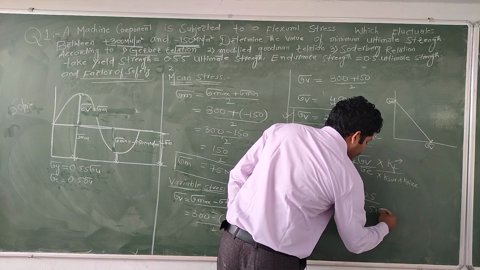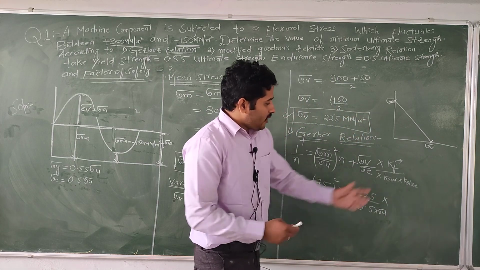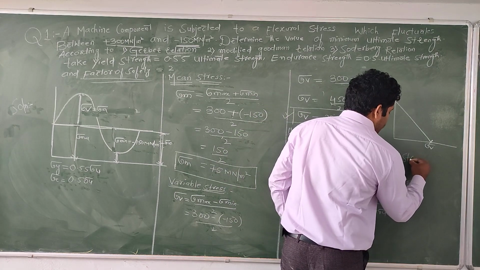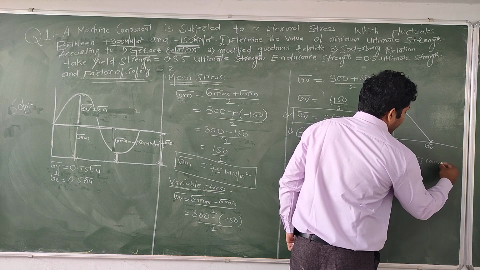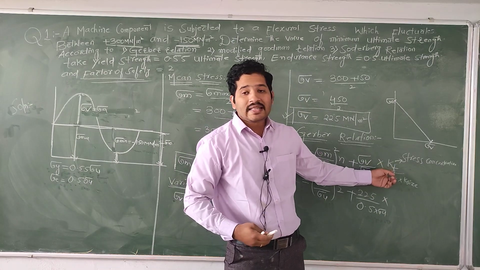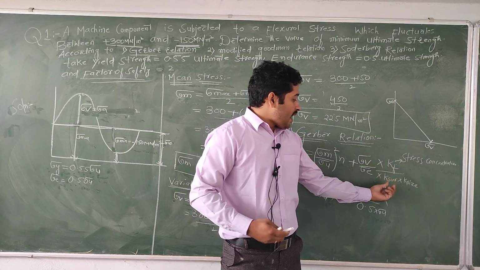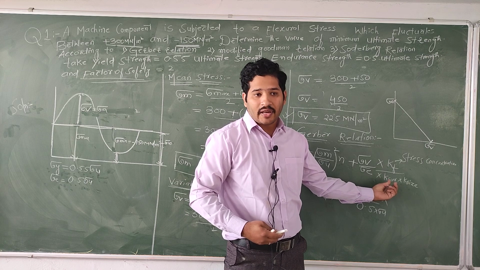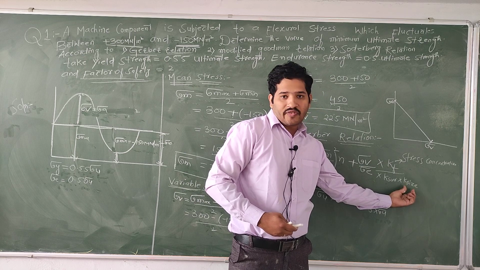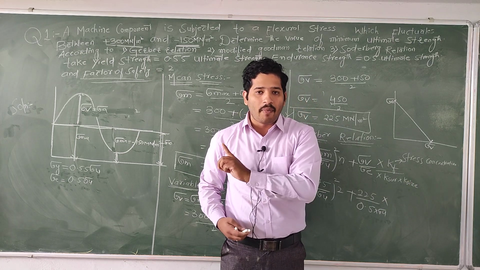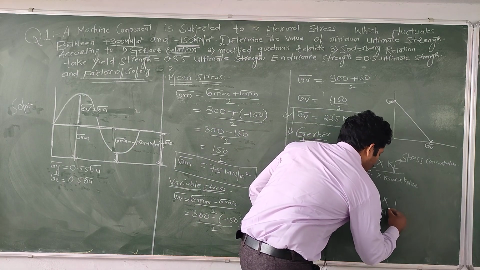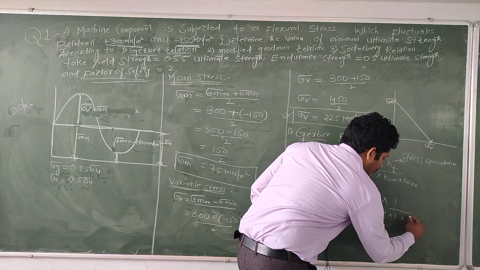0.5 into ultimate stress. Here the K value is given. The stress concentration factor value is not given. If it is not given, we need to consider it as 1. The surface finishing factor, if it is not given, then you need to consider the value as 1. And the size factor, if it is not given in the problem, then you need to consider the value as 1. Then Kf is 1 by, into 1 into 1.